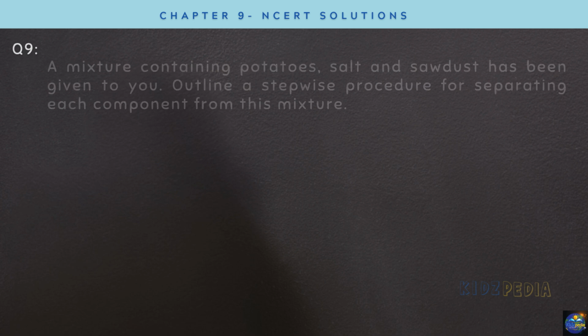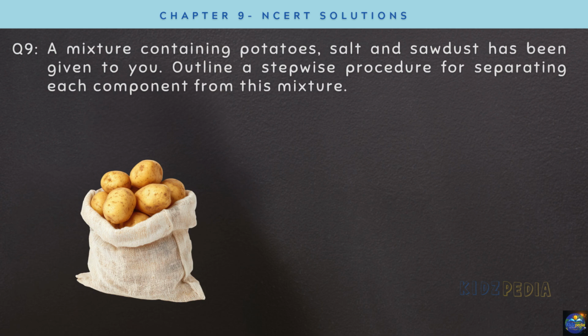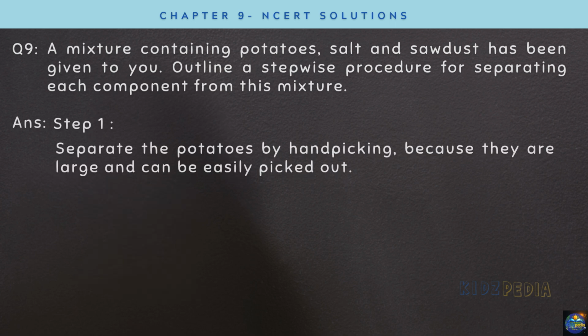Next question. A mixture containing potatoes, salt, and sawdust has been given to you. Outline a stepwise procedure for separating each component from this mixture. Potatoes are large in size, so they can be easily picked out by hand from the mixture. So, step 1 is separate the potatoes by hand picking because they are large and can be easily picked out.